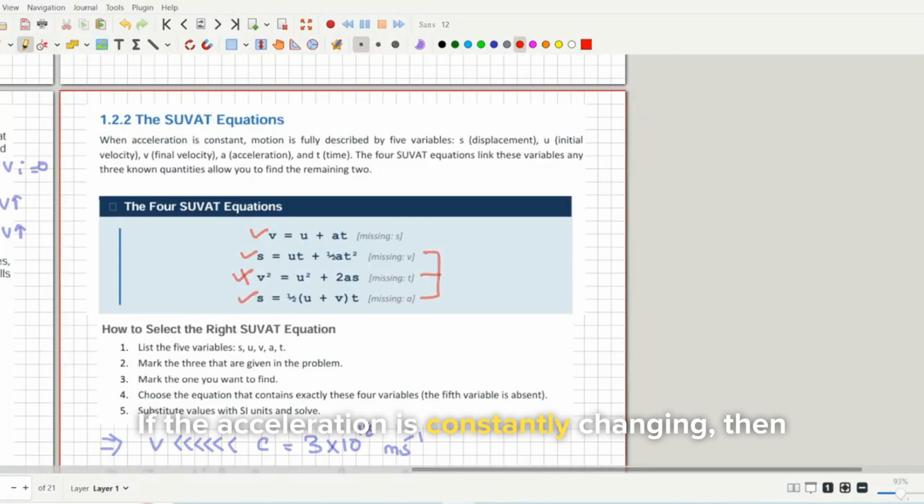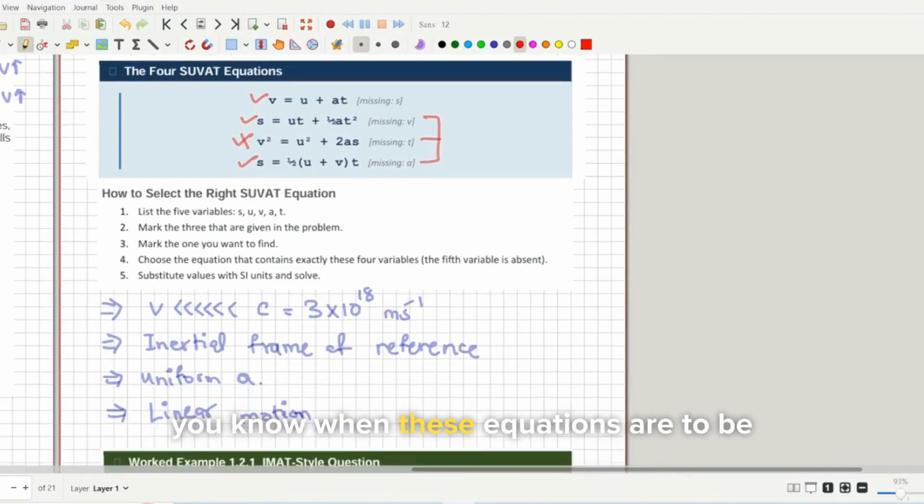If the acceleration is constantly changing, then these equations will not be applicable. So the acceleration should be either constant or 0. These equations are really specific, and now you know when they are to be applied. When the speed is really smaller than the speed of light, it is applicable. When the acceleration is uniform, that is constant, or the acceleration is 0.